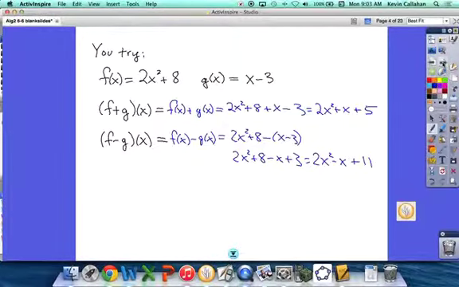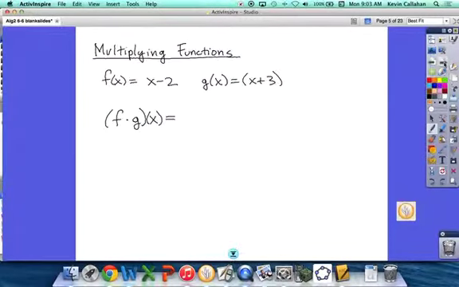Let's go to the next. Right. Multiplying functions. So again, according to that first slide that showed us how these things work, when you've got the f dot g in parentheses of x, then how do we rewrite that? We write it as f of x times, with a dot, g of x.